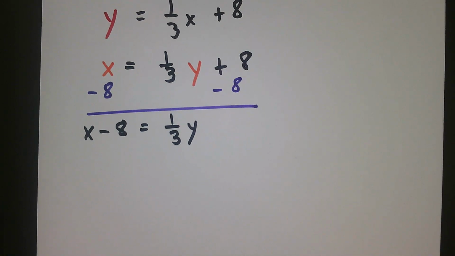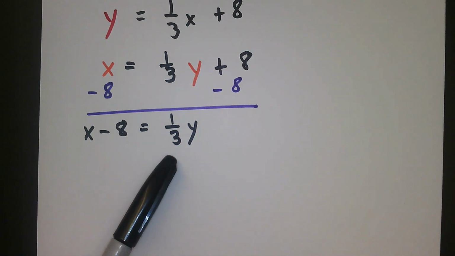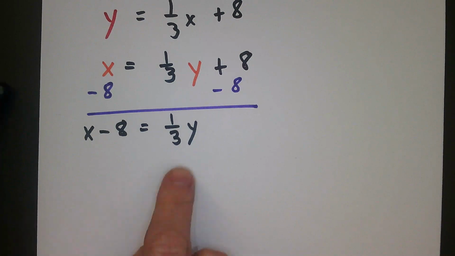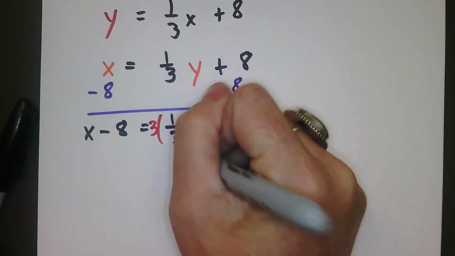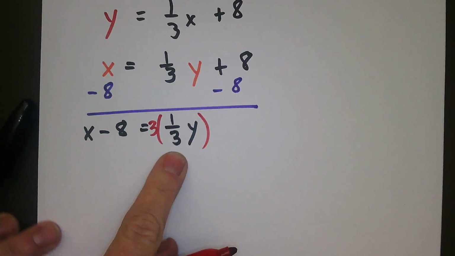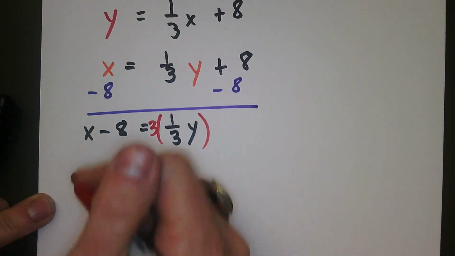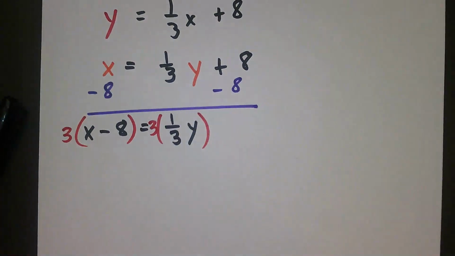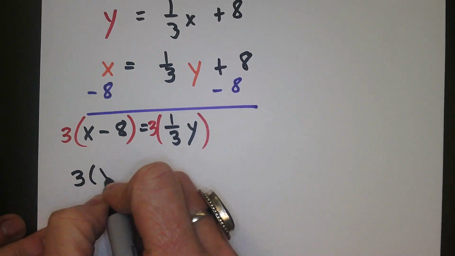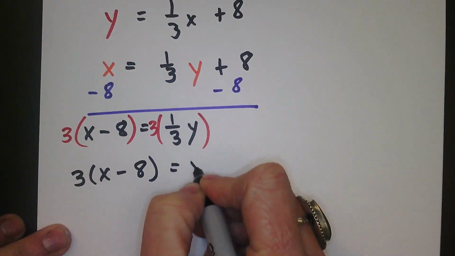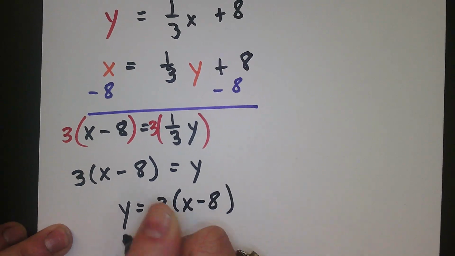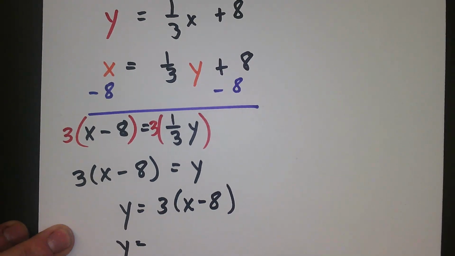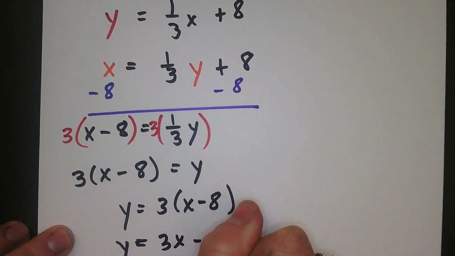Move it up a little bit. Next thing I want to do is get y by itself. I can divide by the fraction 1/3, but it's probably easier to think of this as just multiplying both sides by 3. 3 times 1/3 will undo the times 1/3. So I will triple this side as well. And that's going to give me 3 times x minus 8 equals y, or y is equal to 3 times x minus 8. I'll go ahead and distribute that: 3x minus 24.